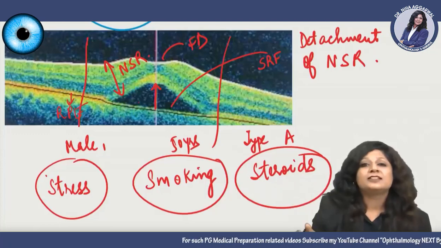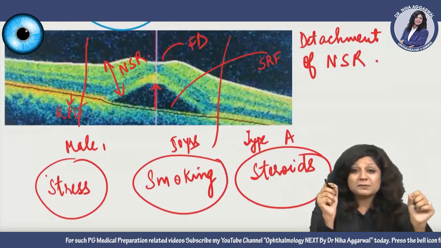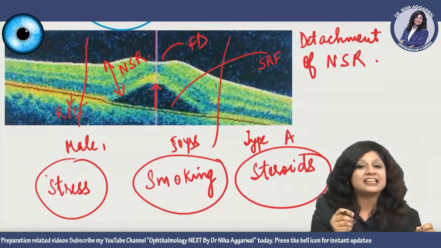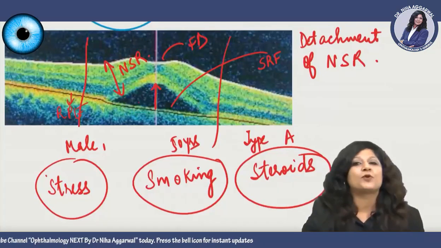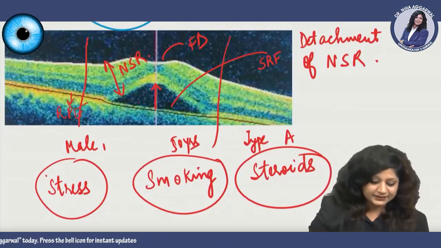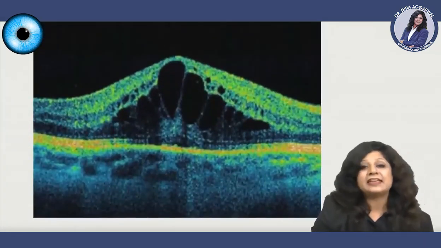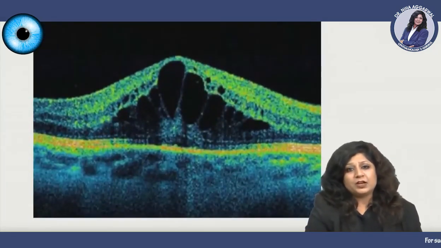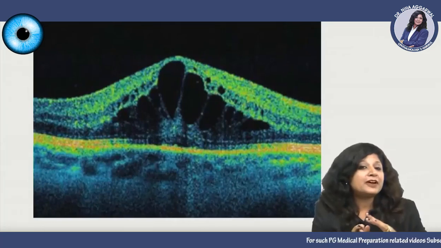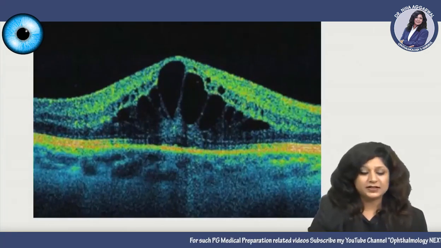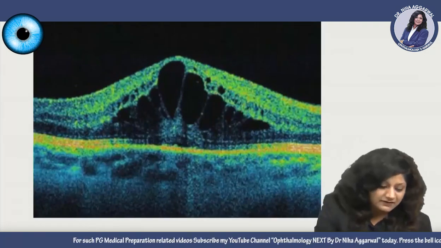Then think of the fungal corneal ulcer. So you should be able to get the disease from the patient's profile too. Alright. Now see this. Sometimes you can get this OCT also. Now how is it different from the previous one?